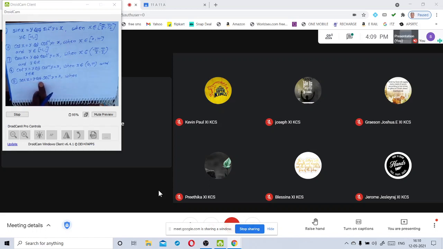Secant x is equal to y. This implies secant inverse y is equal to x when x belongs to close interval 0 comma pi minus a singleton set pi/2 and y belongs to R minus open interval -1 comma 1. And the last one.